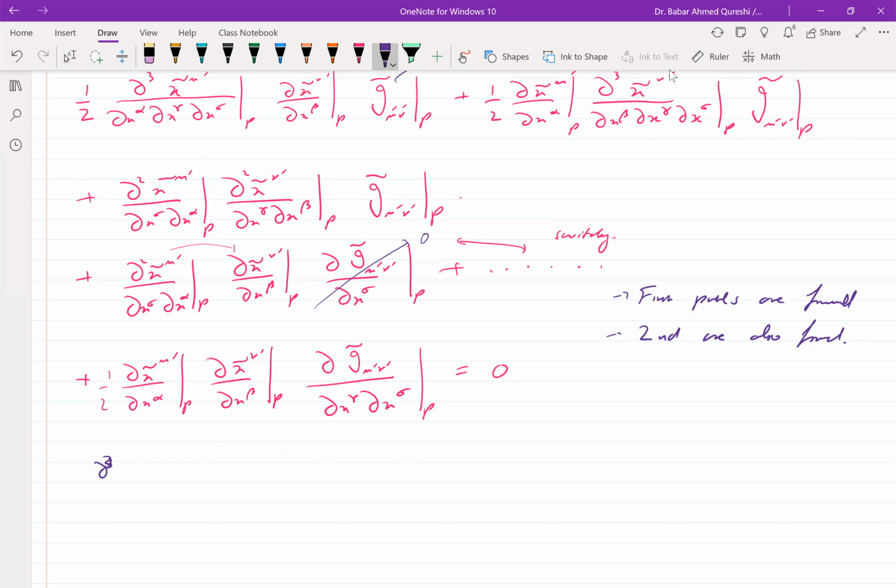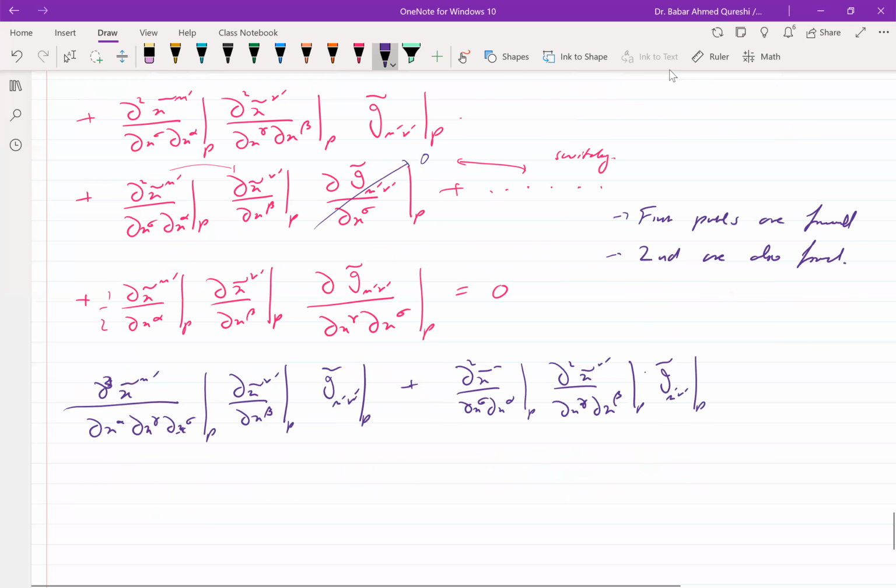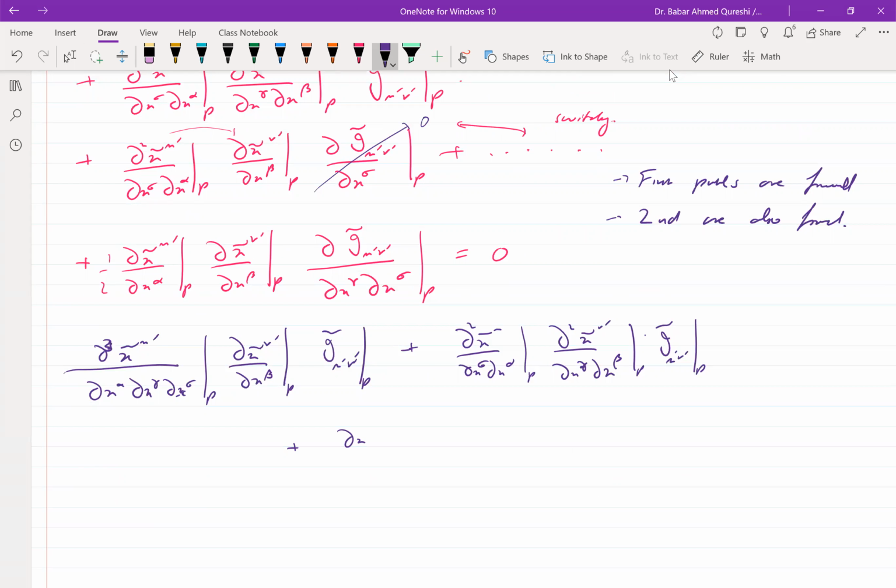I have these three partials multiplying with the first order, which are actually fixed. Then I have terms involving the double partials. Then I have the term involving the one partials. And multiplying the second derivative.